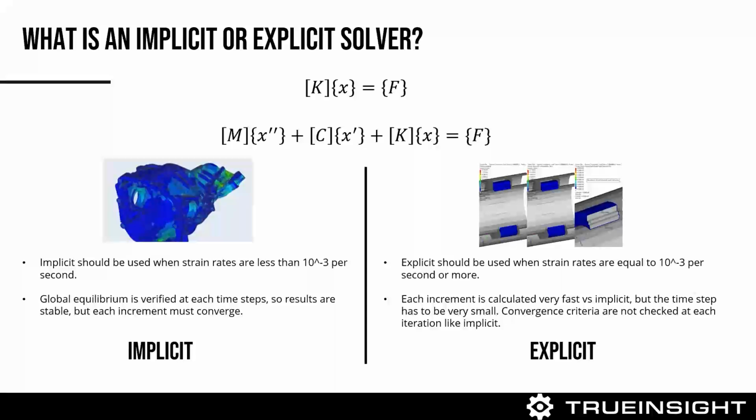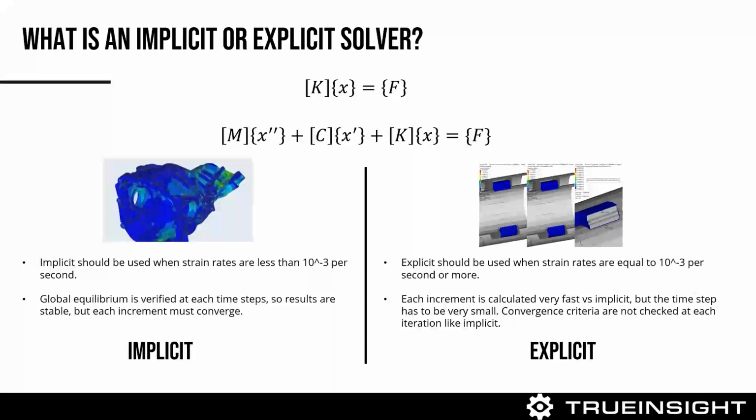When you want to use an explicit, explicit should be used typically when your strain rate is greater than 10 to the negative 3 per second. A good example of an explicit would be an impact study. So if you ever see a car crash simulated in simulation, that would be explicit. Any type of ballistic event or explosion, that would be explicit. Implicit would be traditional kind of like a bending example or something that's still very nonlinear, but it's not as high energy.